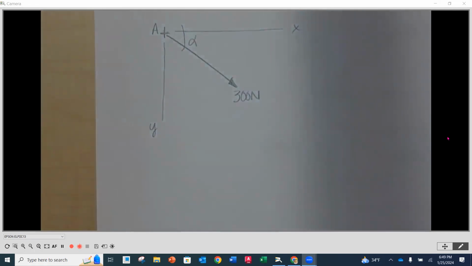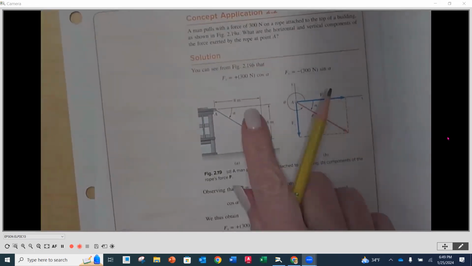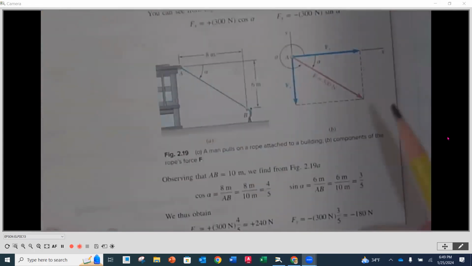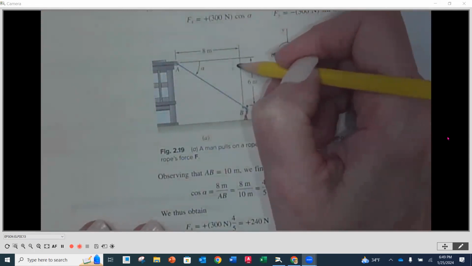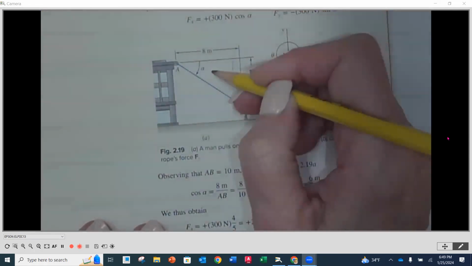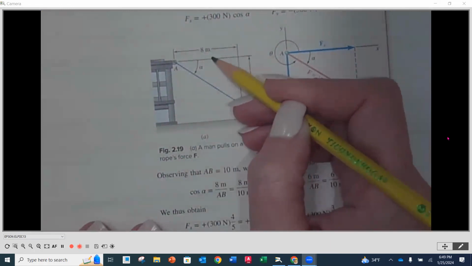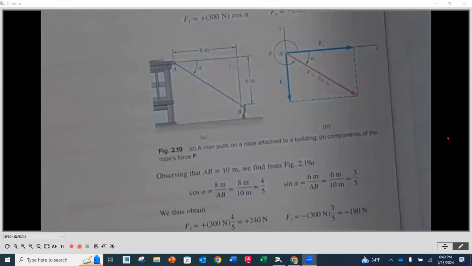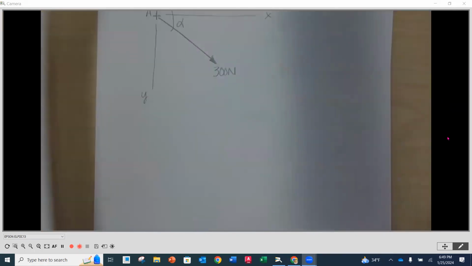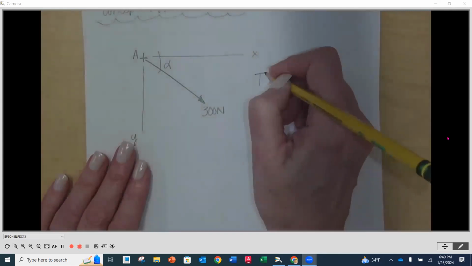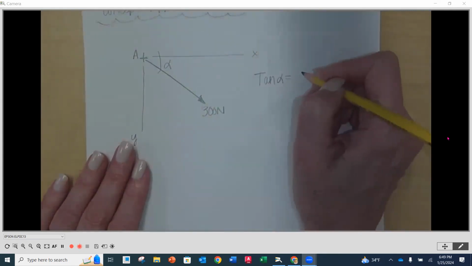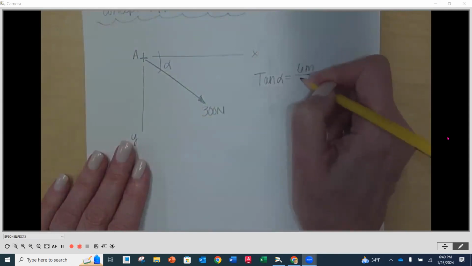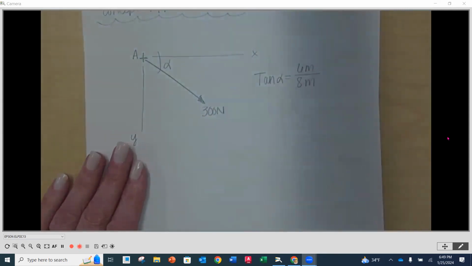Now, again, we're going to use these distances. As we look at this angle, where angle alpha is located, here's a 90 degree right angle. So if I know the side opposite and the side adjacent, is there a trig function that I can use to find that angle alpha? Tangent, exactly. So we're going to say tangent of alpha is equal to side opposite, the 6 meters, divided by the side adjacent, which is the 8 meters.